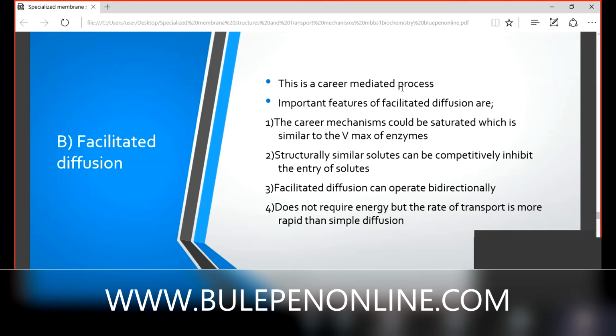Once again, this is a carrier-mediated process. The carrier mechanism could be saturated, which is similar to Vmax of enzymes. Structurally similar solutes can competitively inhibit the entry of solute. Facilitated diffusion can operate bidirectionally. It does not require energy, but the rate of transport is more rapid.